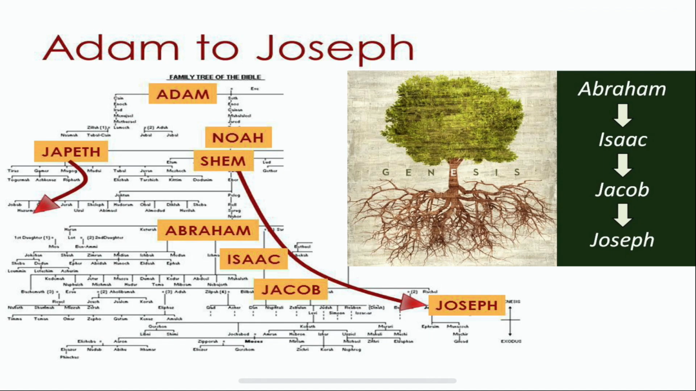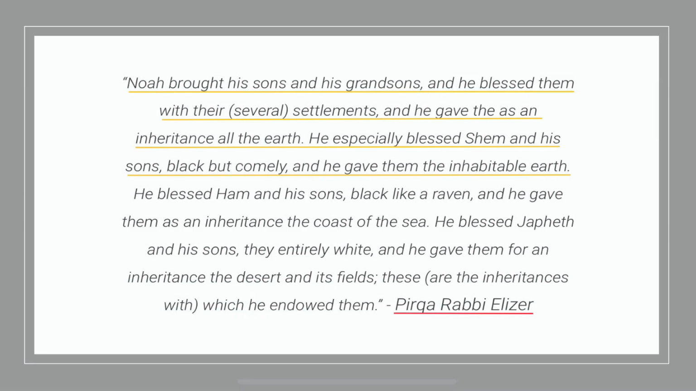According to the genealogy, Joseph descends from Shem. This gives us an idea how Joseph may have looked, because according to early Jewish, Christian, and Muslim sources, Shem produced dark-skinned people, ranging in skin tones from light brown and medium brown, dark brown, and even black. According to Pirkei Rabbi Eliezer, Noah blessed his sons and his grandsons, and he blessed them with their several settlements, and he gave them as an inheritance all the earth. He blessed Shem and his sons, black but comely, and he gave them the inhabitable earth.